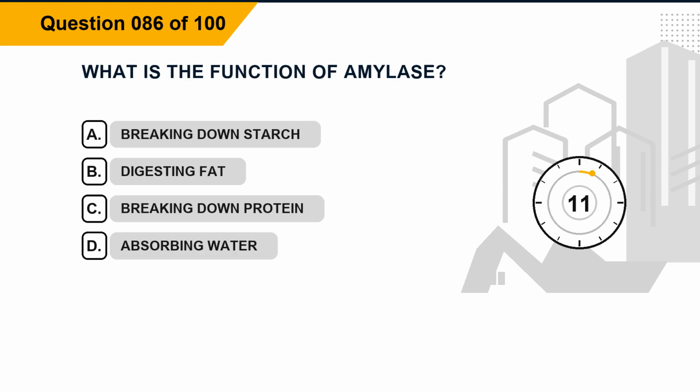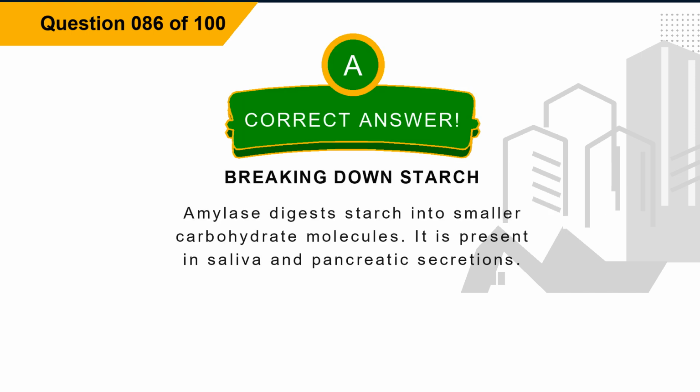Question 86. What is the function of amylase? Option A, breaking down starch. Option B, digesting fat. Option C, breaking down protein. Option D, absorbing water. The correct answer is option A, breaking down starch.